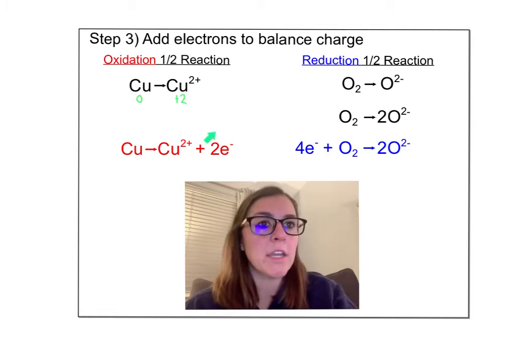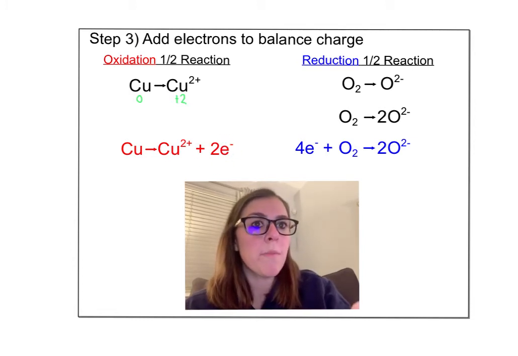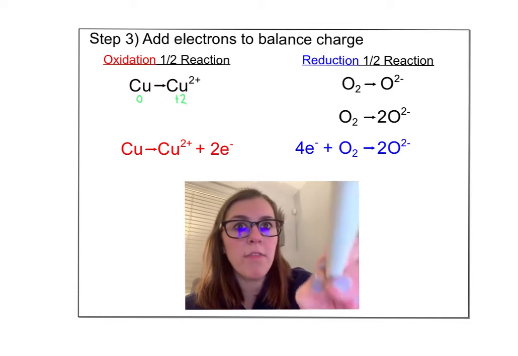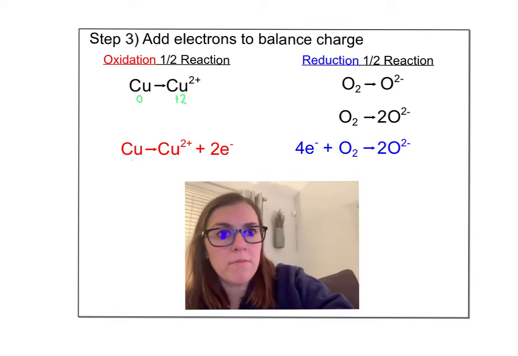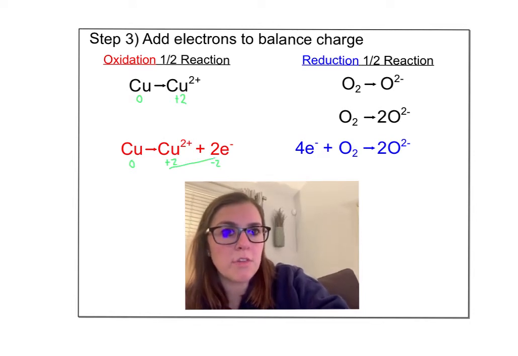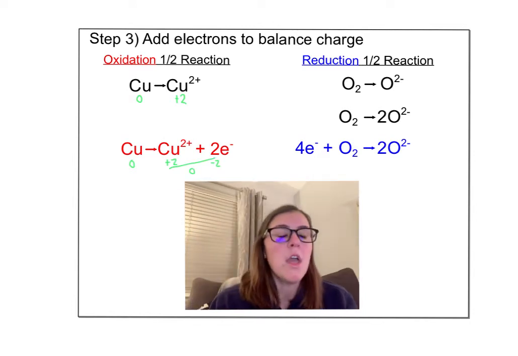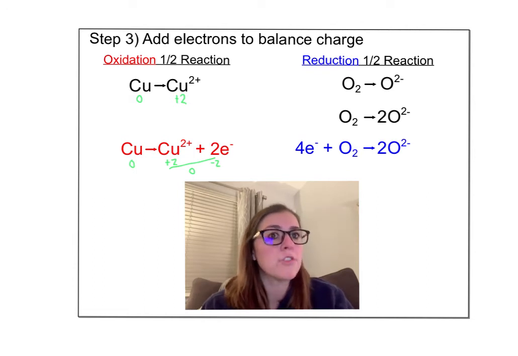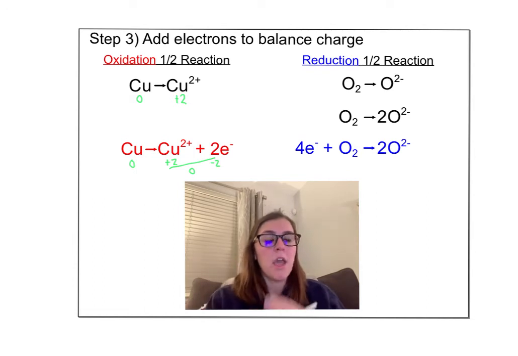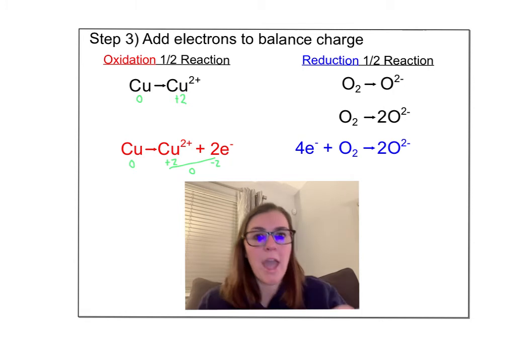I'm going to add 2 electrons to the product side, because now on this side, I have my 0, I have my +2, and this is -2. You can see that those would cancel to get me back to 0. Again, you don't have to be at 0, you just have to have both sides equal each other. So I'm adding 2 electrons.